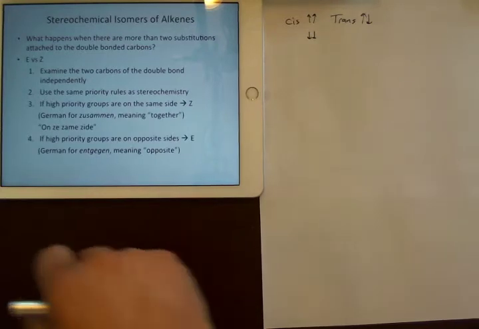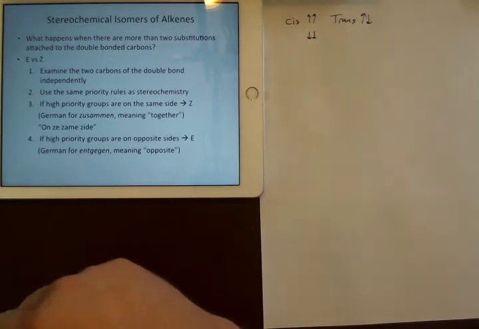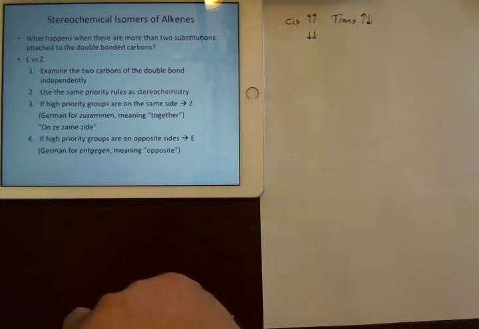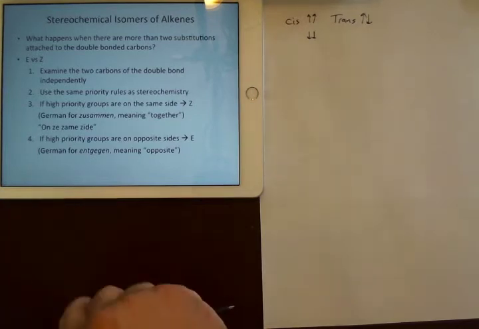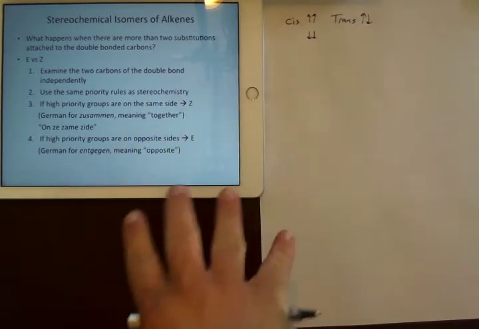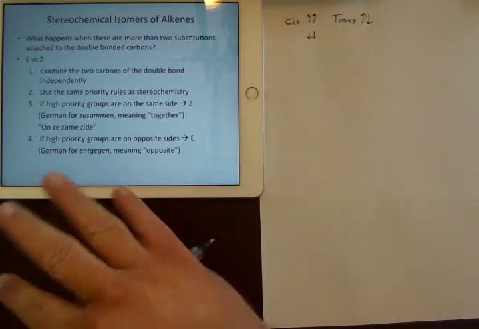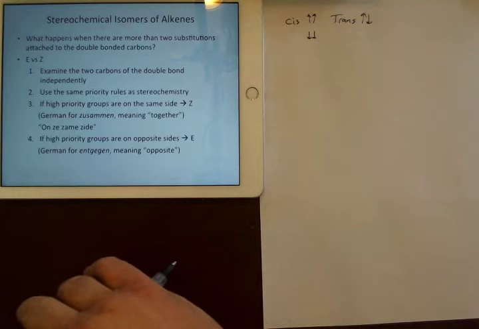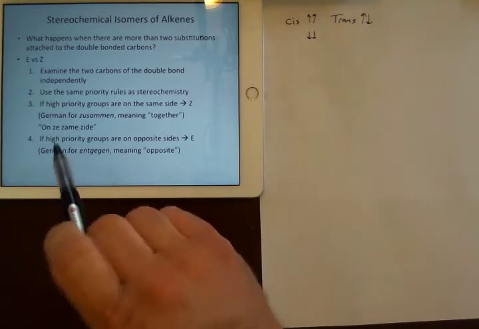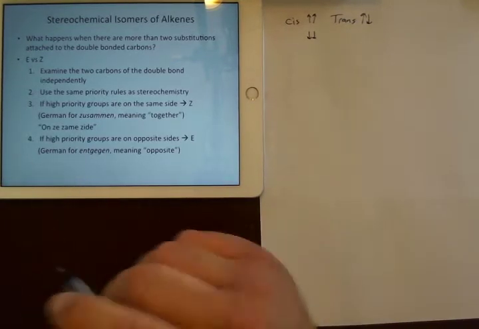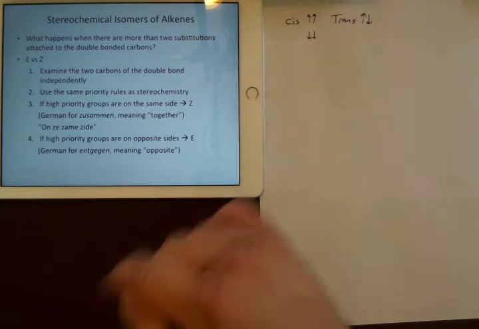Okay. If you don't have the situation where you have a hydrogen on each carbon, then you need to go to the E and Z method. You can always do the E and Z method, even if you have those two hydrogens. It's just that cis and trans is a little bit easier to talk about. This is a much more general naming.